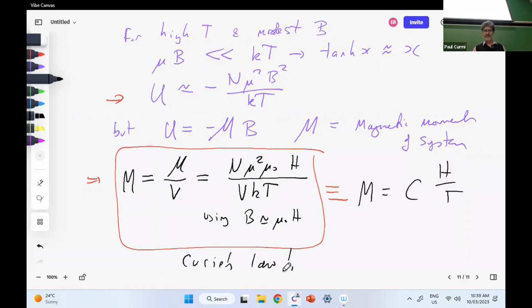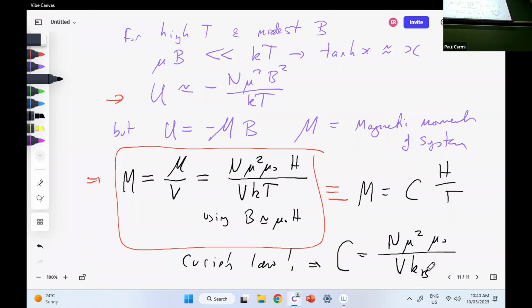Okay. And it tells me what the Curie constant is. It implies that the Curie constant C is equal to N mu squared mu naught over V k Boltzmann. Okay. So that is one of my equations of state, and it popped out just from this.